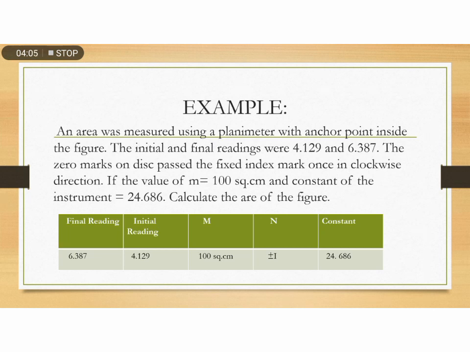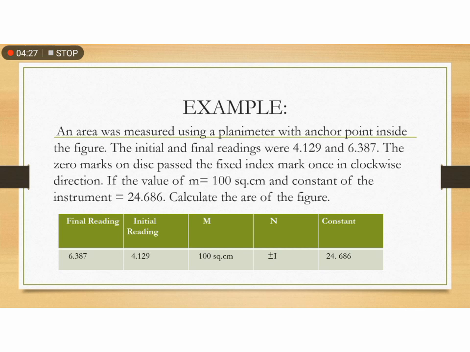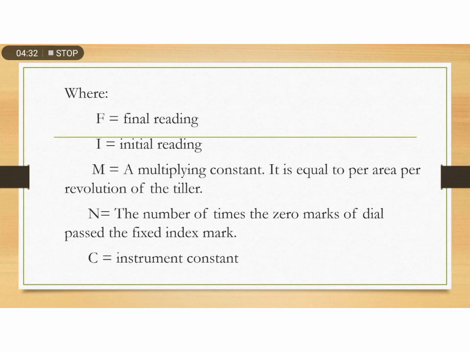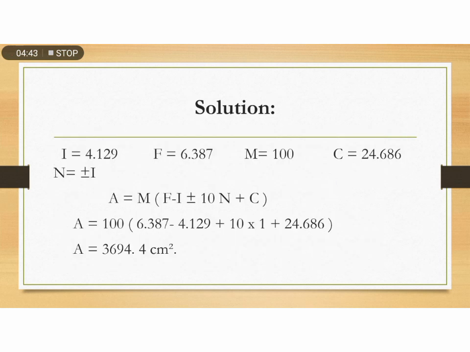So the final reading is 6.387, and the initial reading is 4.129. The multiplying constant is 100 square centimeters, the number of times is one, and the instrument constant is 24.686.